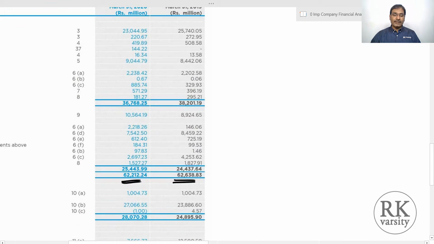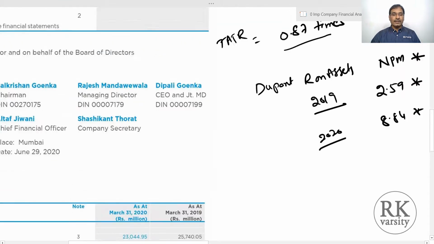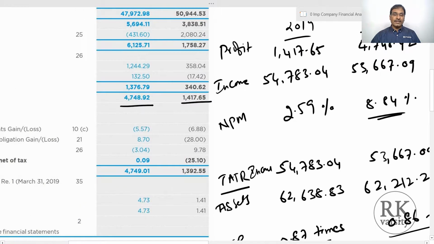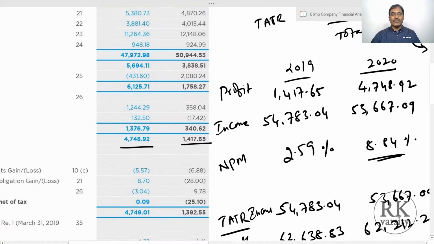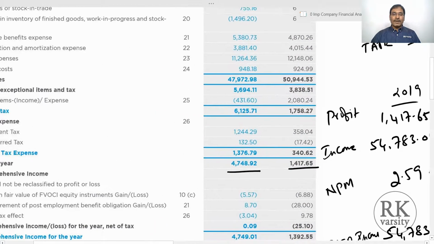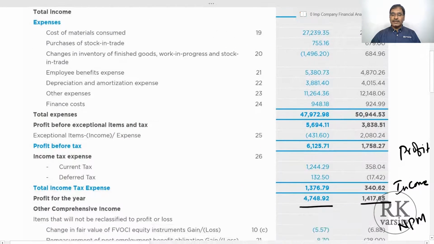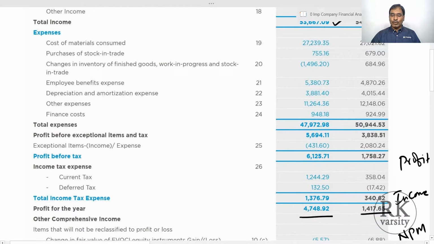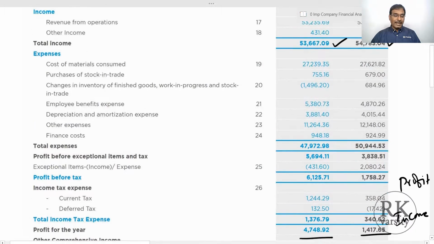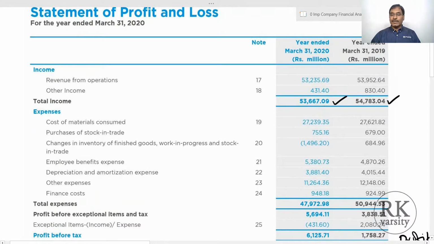You see that here the company's assets are 62,638 million, whereas the profit is only 4,748 million in 2020 and 1,417 in 2019. But one interesting point that needs to be considered here is that during the financial year 2020, the company improved its performance in terms of earning a profit. The profit for the year, I guess, is nearly a threefold increase in 2020 when compared with 2019.